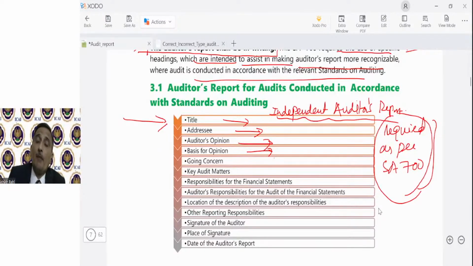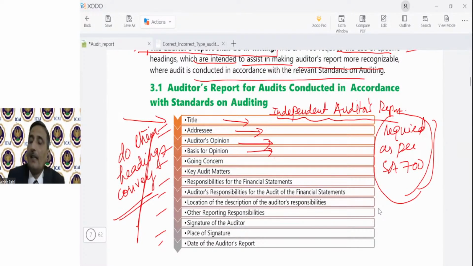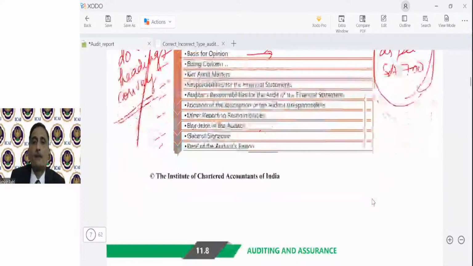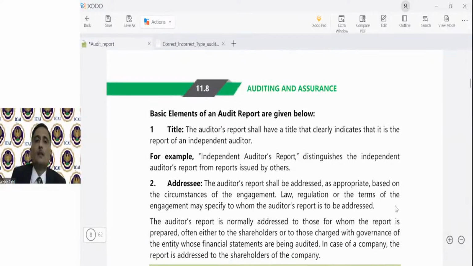Not only do we have to remember the headings, but we have to remember what each heading includes, what these headings convey, and what is stated under these headings. So we shall be learning about all these things. So the first thing is the title.